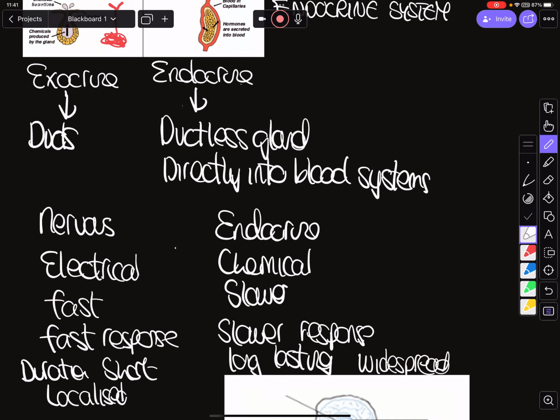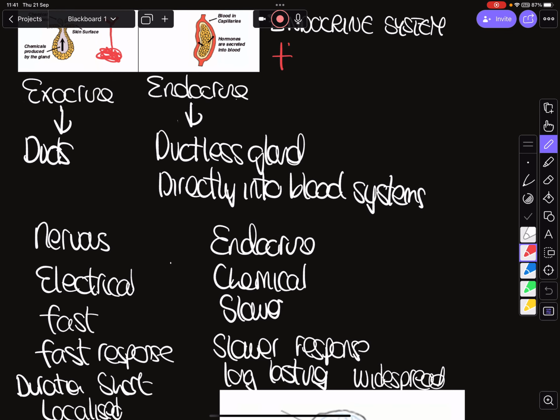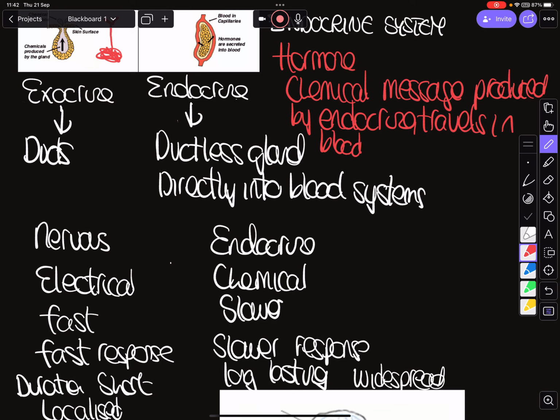Okay, you have to have a definition for a hormone. So we've just said that our endocrine system works on the basis of a chemical message. So that's where you start: it's a chemical message produced by your endocrine gland that's going to travel in your blood to where it's going to need to work. So to maybe go to a target organ or tissue, depending on what it's doing.